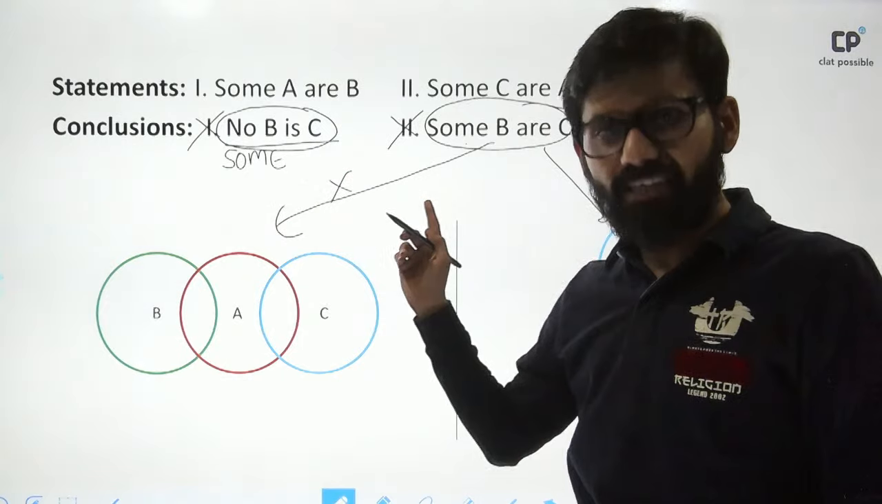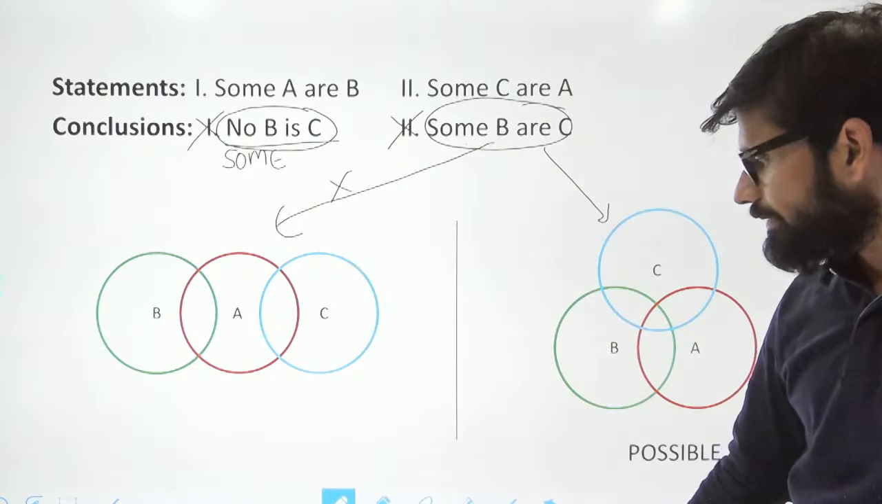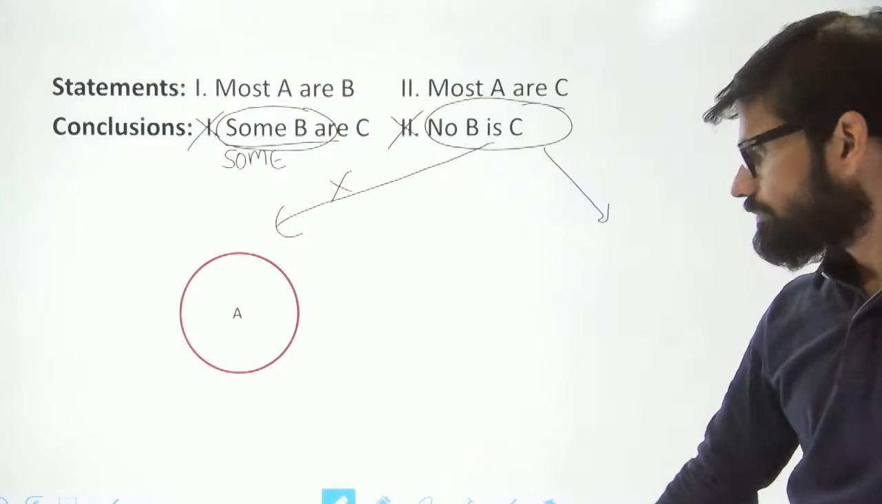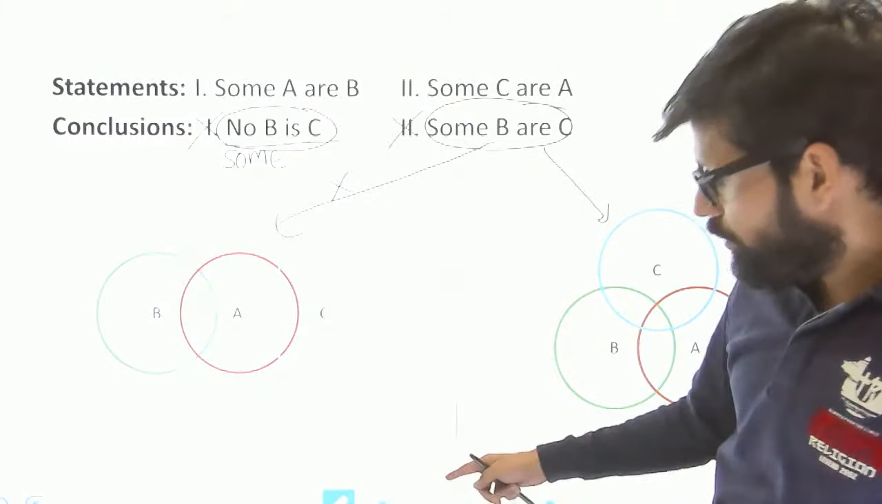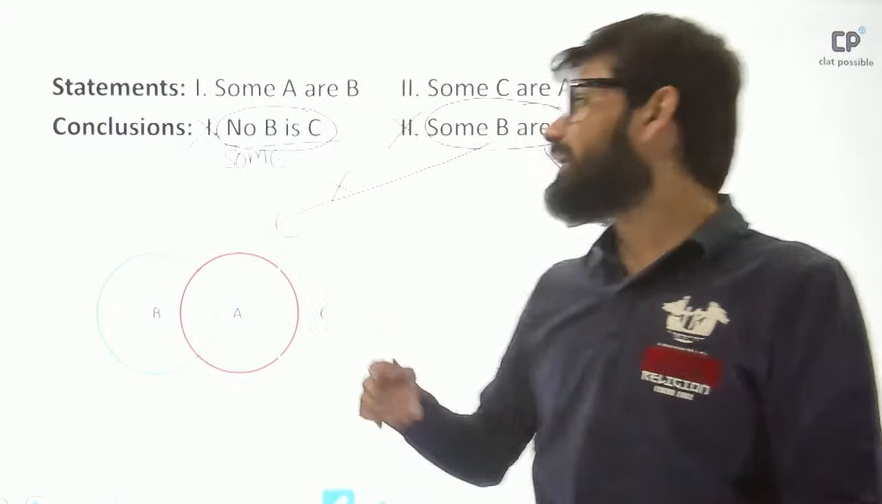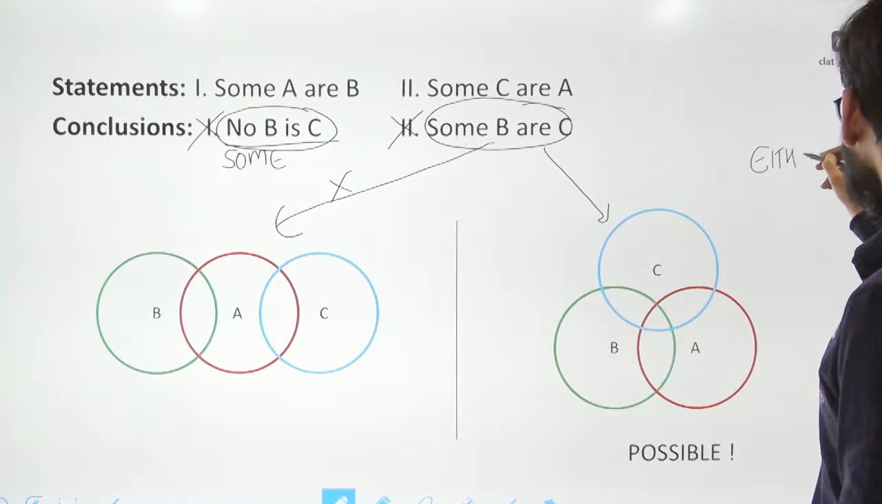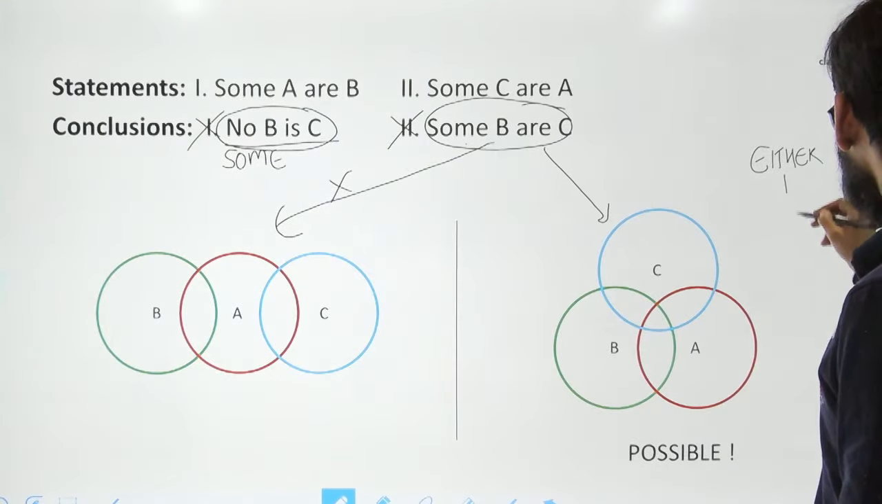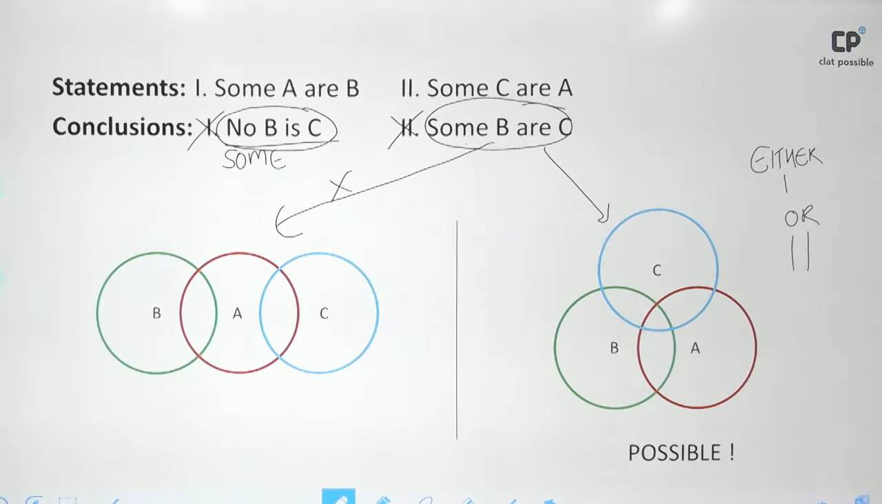So when this case arises, we say either one or two follows. Either one or two follows. This case is either one or two follows.